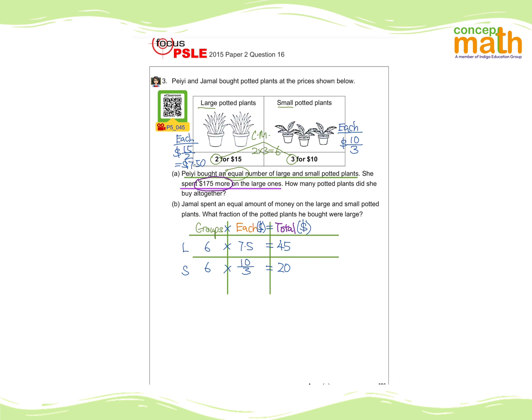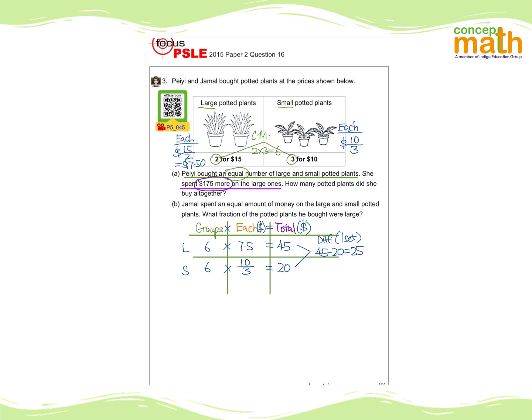So according to this question, you are given the difference of $175 more spent on the large potted plant. So what is the difference spent on 6 large and 6 small potted plants? So the difference of one set is equal to $45 minus $20, a difference of $25.